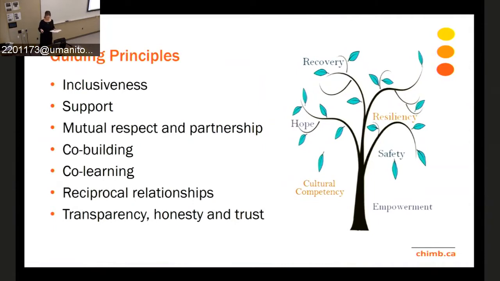Co-learning, so having people with lived experience learning more about the research process, but also having researchers learn more about what it means to engage and build relationships with communities and people with lived experience. Reciprocal relationships need shared power in decision making, which makes us a little uncomfortable, right? But we want to address those things. Transparency, honesty, and trust. So open communication, critical reflexive practice, conflict resolution. All of these things are important.